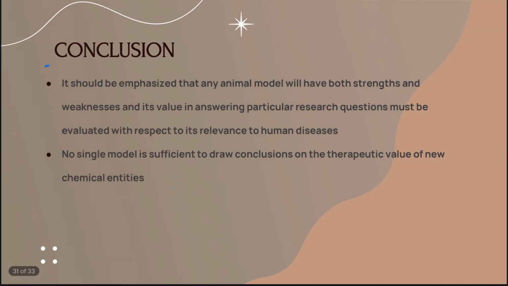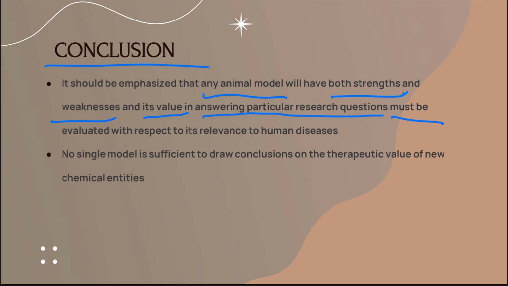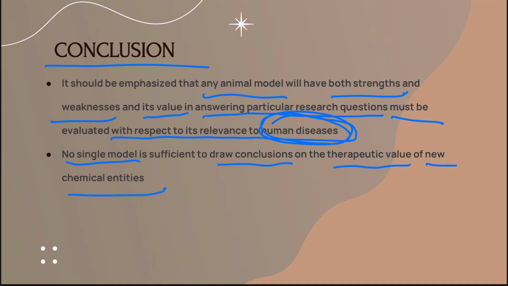Finally, coming to the conclusion, it should be emphasized that any animal model will have both strengths and weaknesses. Its value in answering the particular research question must be evaluated with respect to its relevance to human disease. And no single model is sufficient to draw conclusions on the therapeutic value of a new chemical entity. So basically, we need to do a combination of several models, that is in vitro, in vivo models, and the animal models which we are using, that is the different types of animals. So in different types of animals we will have different strengths and different disadvantages. So this is the conclusion of this seminar.